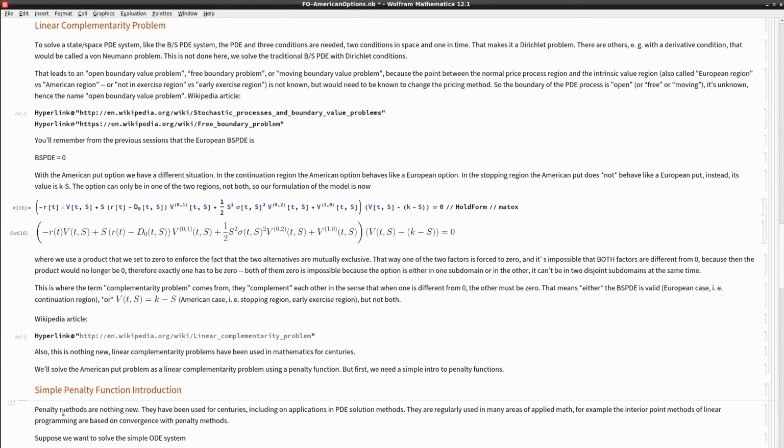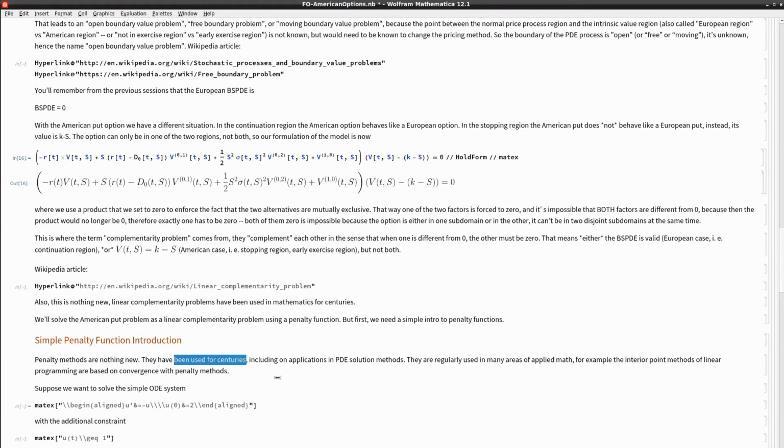Penalty methods also are nothing new. They have also been used for centuries, including in applications in PDE solution methods. They are regularly used in many areas of applied mathematics. For example, the interior point methods of linear programming are based on convergence with penalty methods.